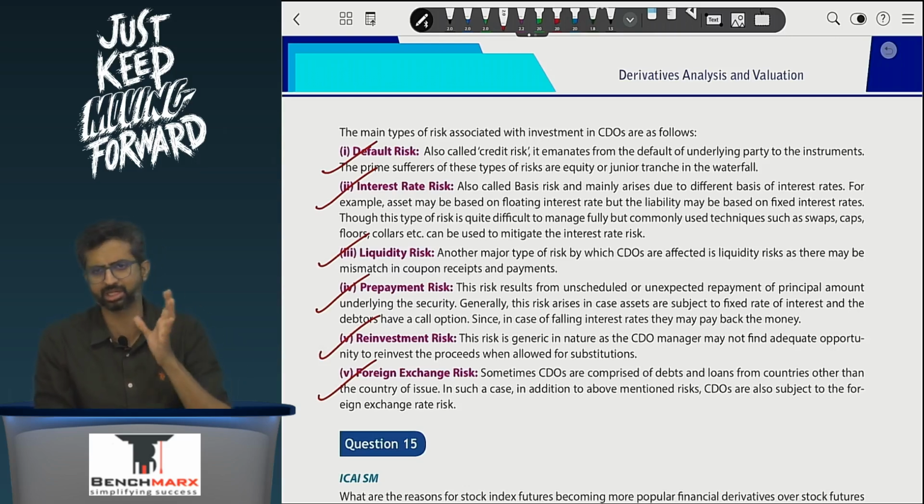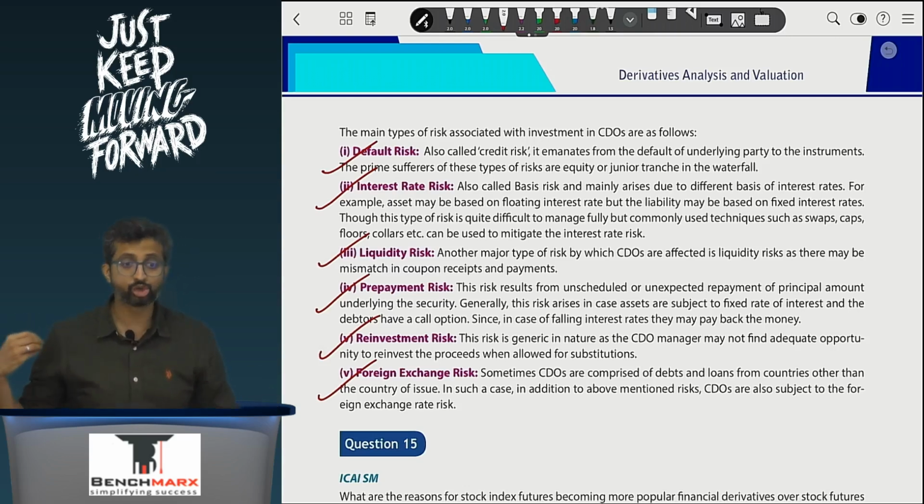When I invest in a bond, what is the risk? That the issuer might default. What is the risk? Interest rates might change. What is the risk? That the issuer might prepay money or might not have liquidity to pay me money.